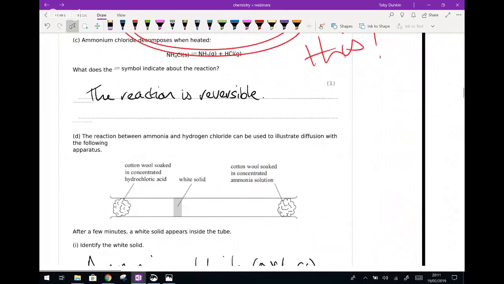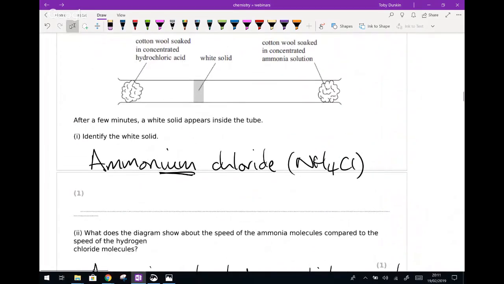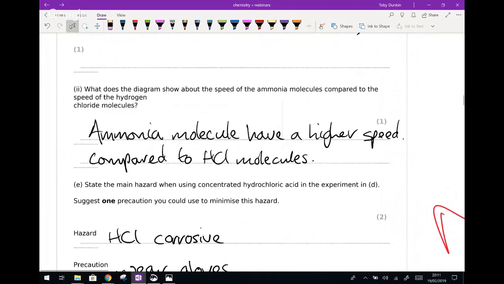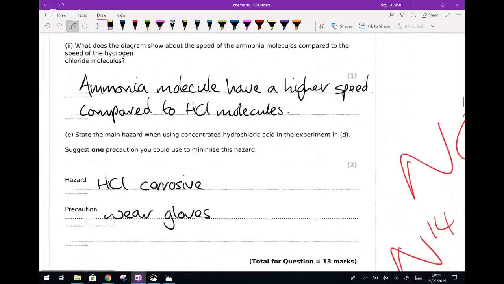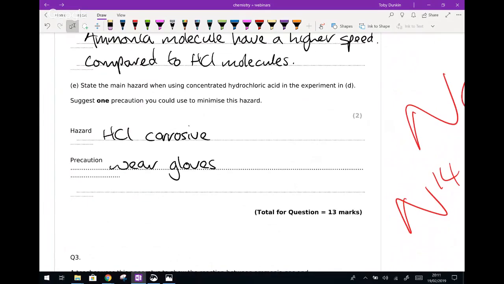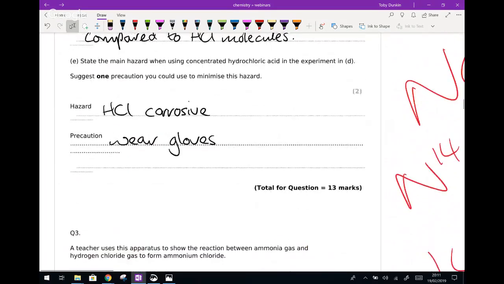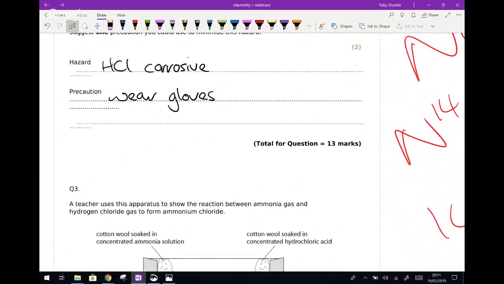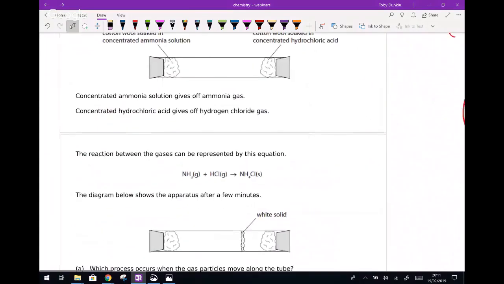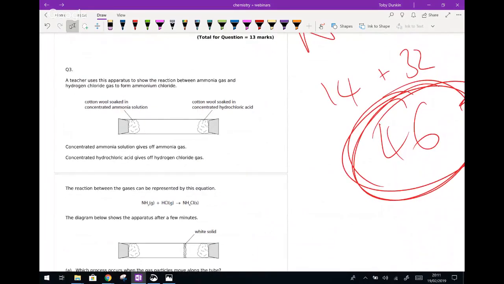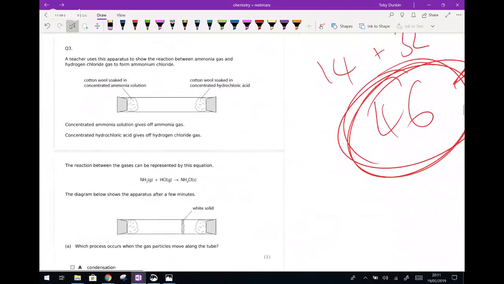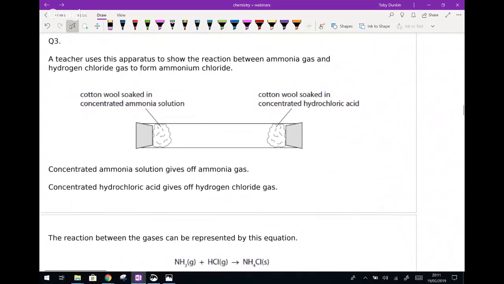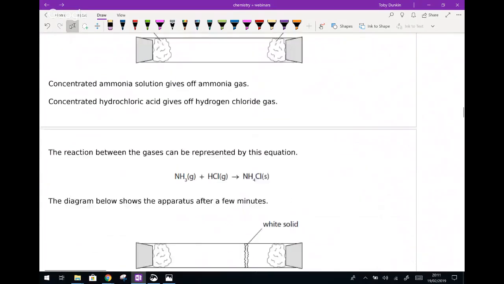What does the reversible reaction, not even a bother. Name the white solid: ammonium chloride. What does the diagram show about the speeds? Ammonia molecules have a higher speed compared to the HCl because they've traveled further in the same given time. What is the precaution for acids? Hazard, HCl is corrosive. And the precaution is wear gloves. Do not put goggles. Gloves is the right answer. You saw me doing that in the video. Wear gloves. Next.